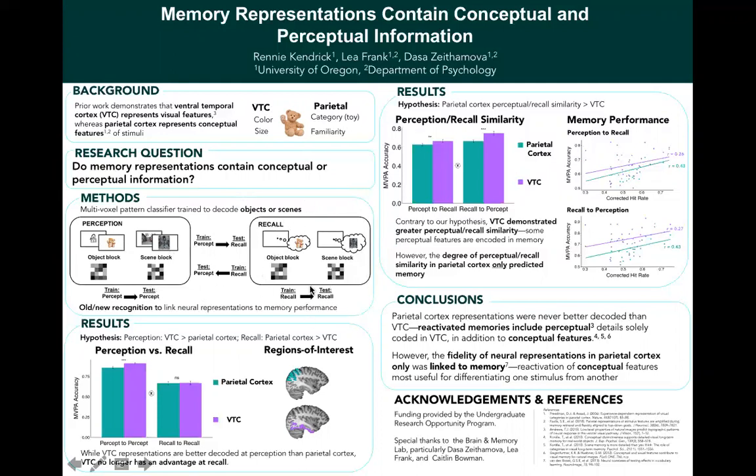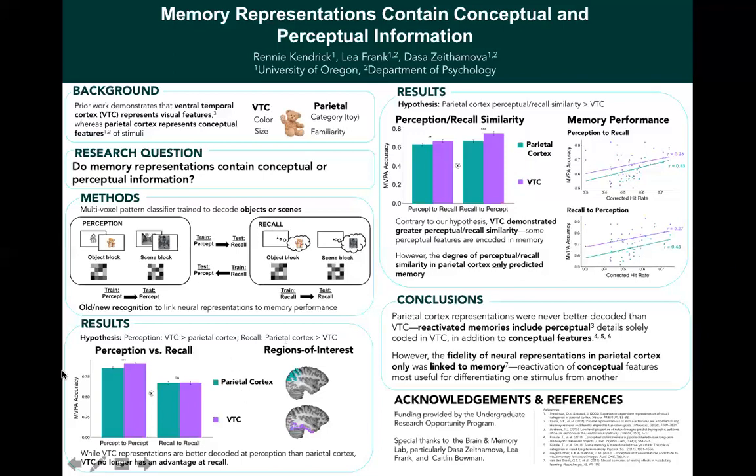I hypothesized that at perception, where there's visual information, neural representations would be more easily decoded in VTC, a region that represents visual information. However, I also hypothesized that memories contain primarily conceptual information, in which case at recall, category would be decoded more easily in parietal cortex, given that parietal cortex represents more conceptual features. My results partially confirm this hypothesis.